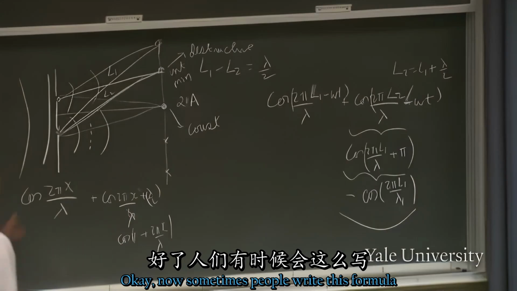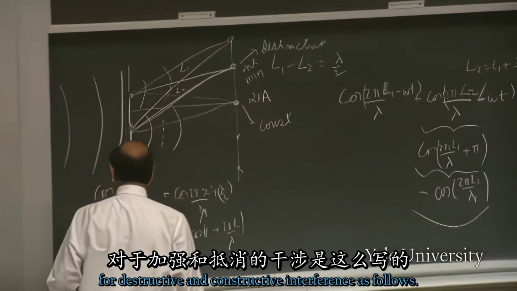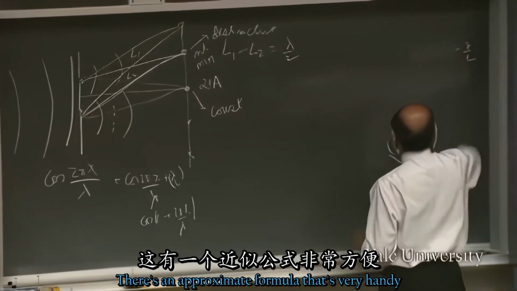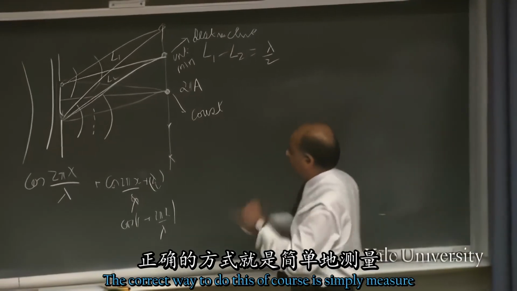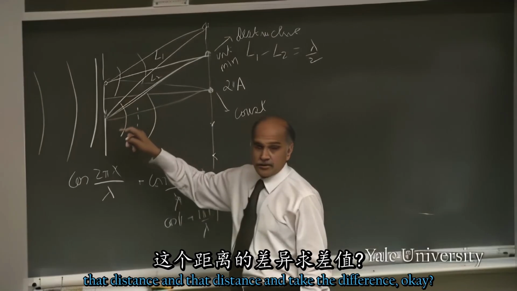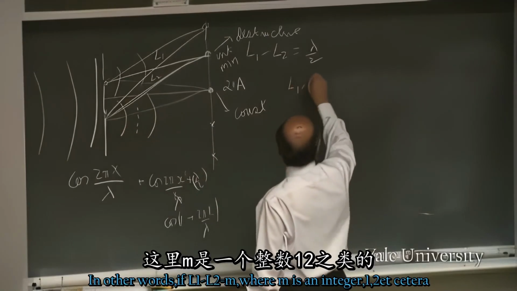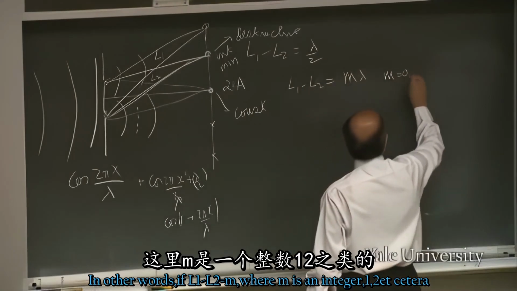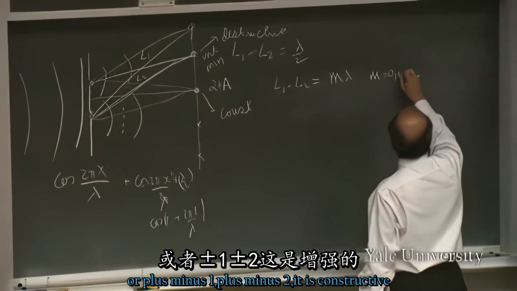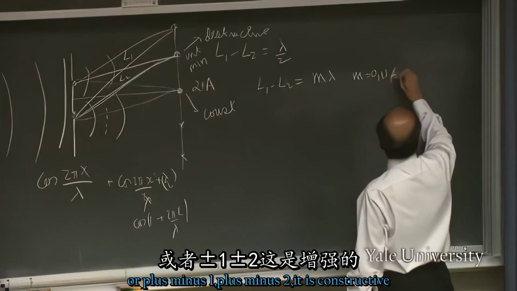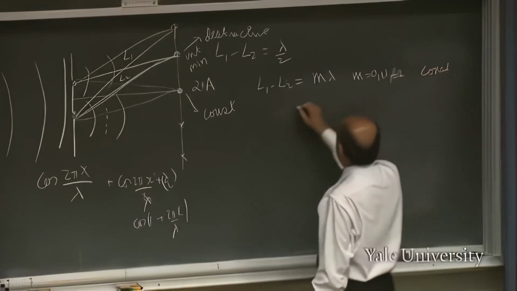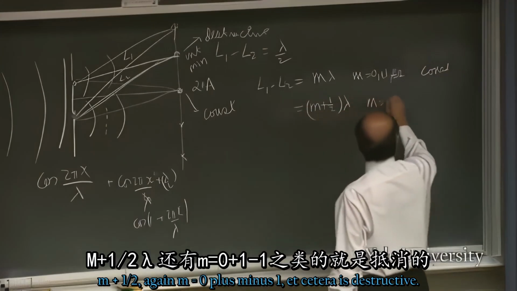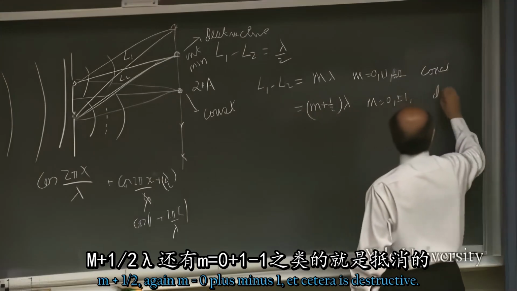Okay, now sometimes people write this formula for destructive and constructive interference as follows. There's an approximate formula that's very handy. The correct way to do this, of course, is simply measure that distance and take the difference. Okay? In other words, if L1 minus L2 is equal to m lambda, where m is an integer, 1, 2, etc., or plus minus 1, plus minus 2, it is constructive. If it's a half integer, which we like to denote as follows, (m plus half) lambda, again m equal to 0, plus minus 1, etc., it is destructive.